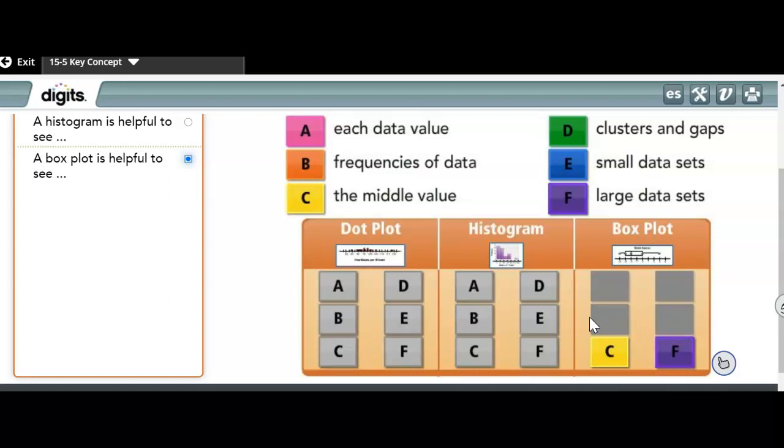Everyone had C and F besides Emery? Caden, what do you think? We should add E. Emery, is that what you were going to say? No? I was going to say B. Okay. Let's look at E. Small data values. Why might we not look at small? Why would we not use small data values for a box plot? Why did they not put small data sets up there for box plots?